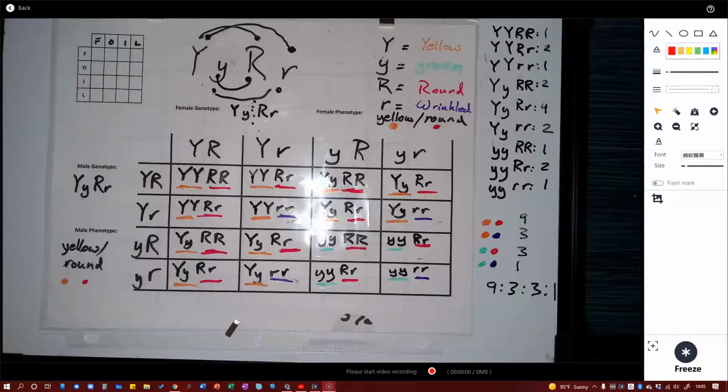But I want to demonstrate something else here. You'll notice that if we just take one trait at a time, all of the recessive color traits, that is the green, add up to 4. There are 4 greens in total, and you can see that here. These are the 2 possibilities with green. That adds up to 4. 4 out of 16 is 1/4, which is 25%, which is the same frequency we would expect for homozygous recessive in our ordinary Punnett squares that we've done, right?